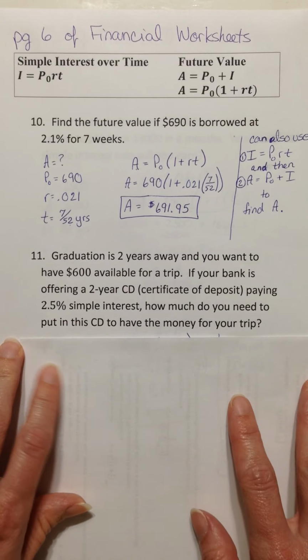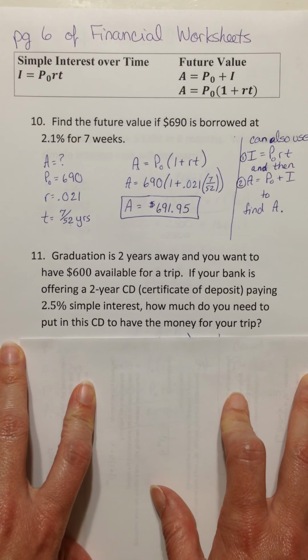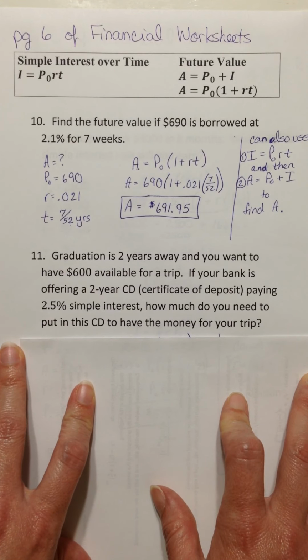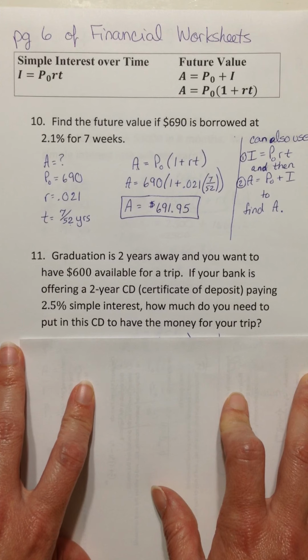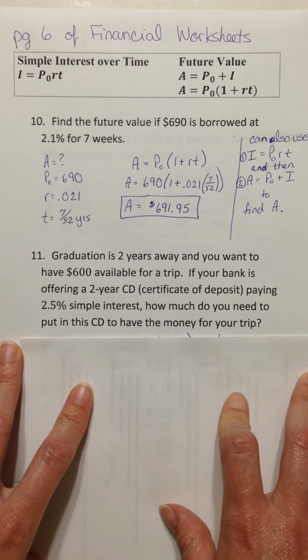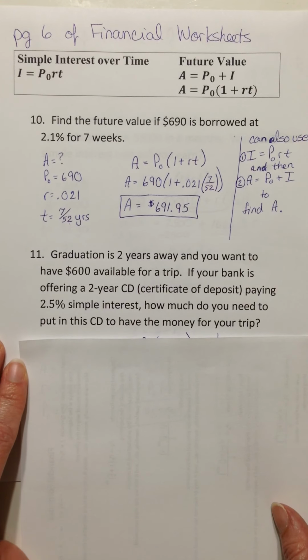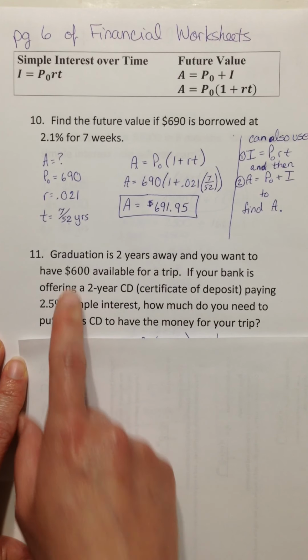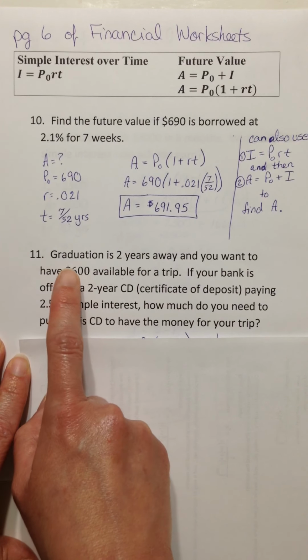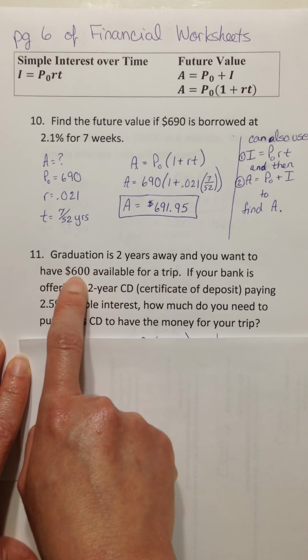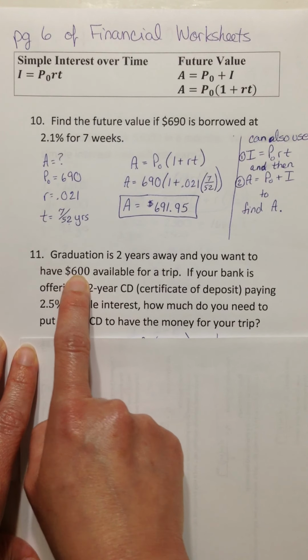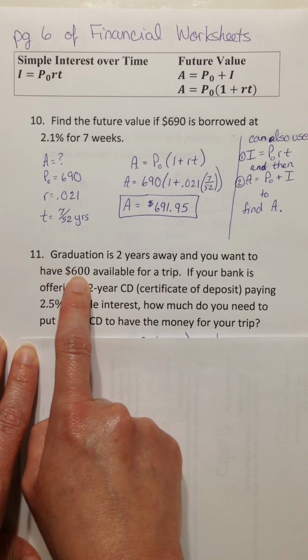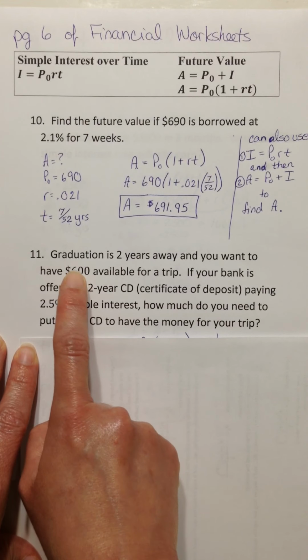Okay, number 11 says graduation is 2 years away and you want to have $600 available for a trip. If your bank is offering a 2-year CD paying 2.5% simple interest, how much do you need to put into this CD to have the money for your trip? So this time is already in years, so time is 2. You want to have $600 available for a trip. That's the end amount, not the beginning. That's not the amount you're putting into this CD. That's the amount you want to take out at the end. So this is the A.